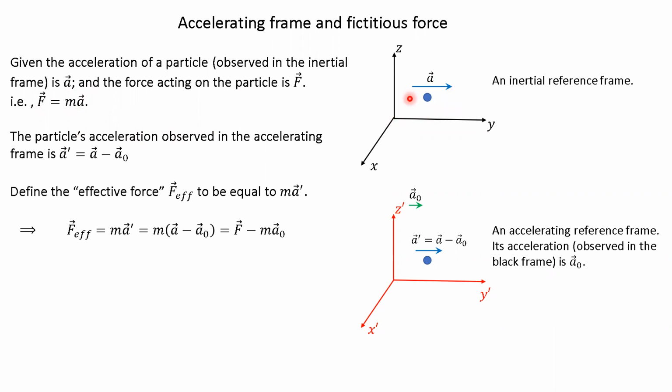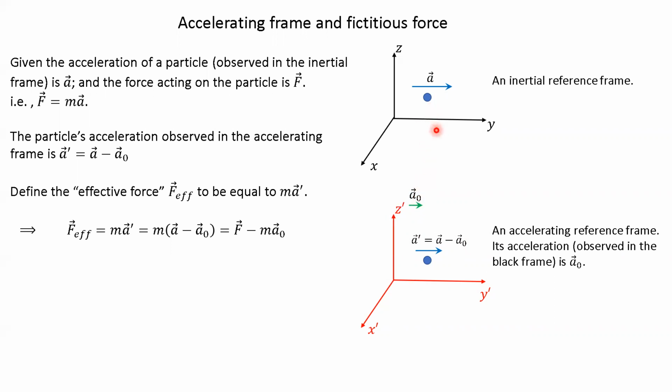Now I'm considering the same particle, doing the same thing, but now I'm using another reference frame, this red one. This red reference frame is also accelerating to the right, indicated by this green arrow here. The acceleration of this frame is given by a naught.